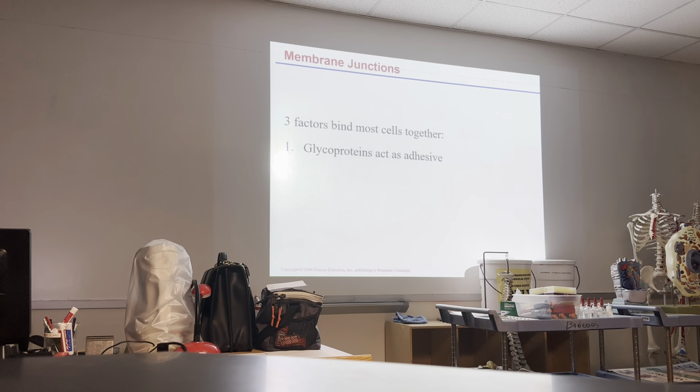And then membrane junctions. This one you're going to have to make sure you get on your essay. So you got glycoprotein active adhesives, you got membrane contours of the adjacent cell, and specialized junctions that stick together. We're going to find out what they are, the nomenclature.